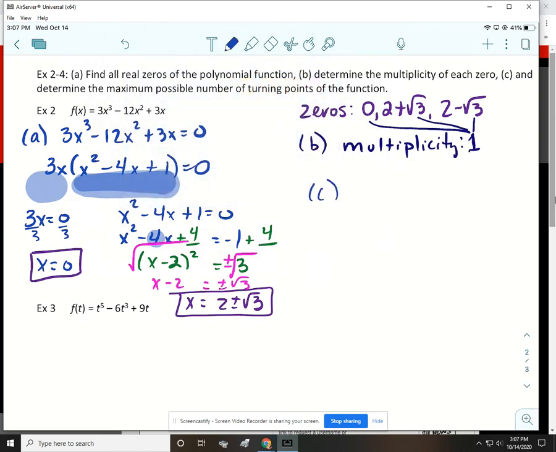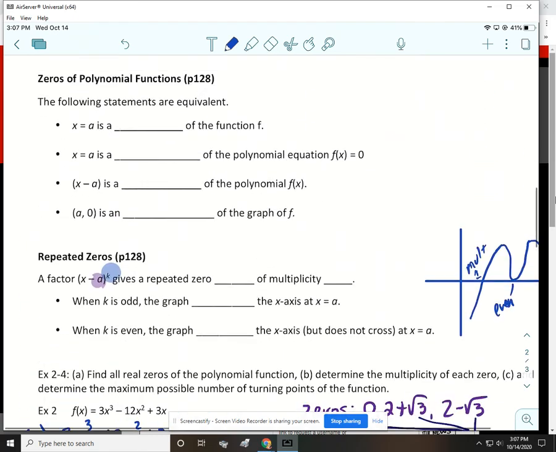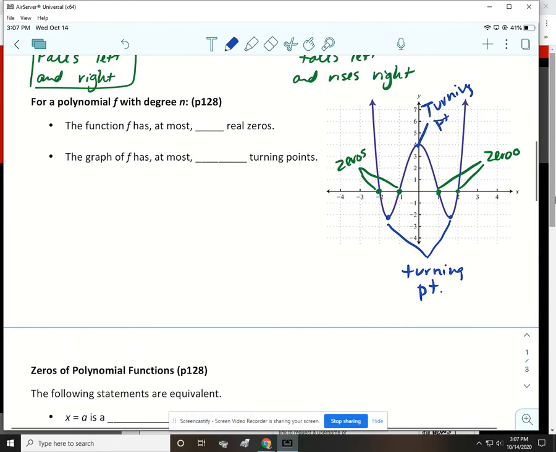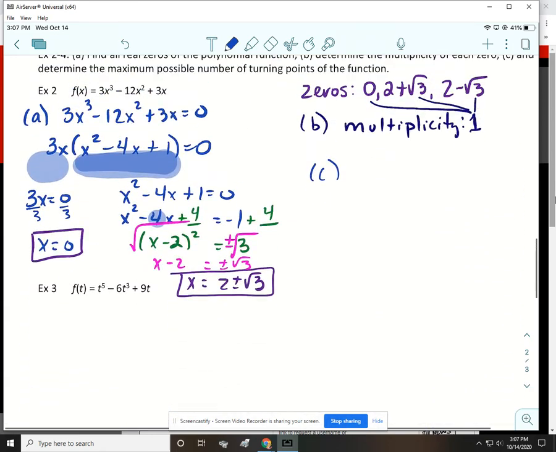All right, and then C asks us to determine the maximum possible number of turning points. So hopefully you guys filled in your blanks about turning points on the front page, and that's going to be 1 less than the degree. So this one has a degree of 3, so 1 less than that, there's going to be 2 possible turning points, the most.